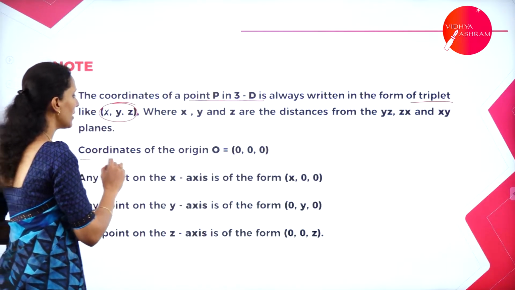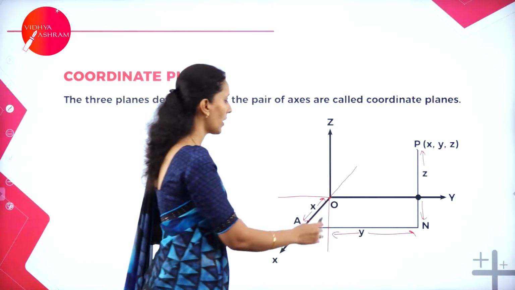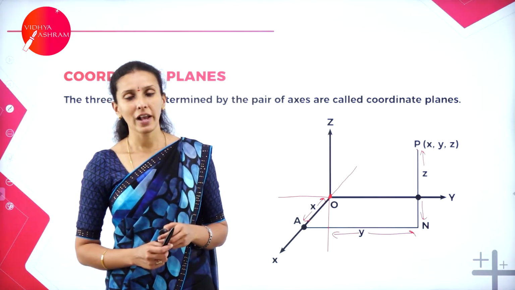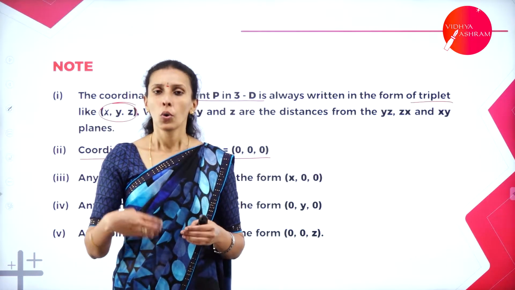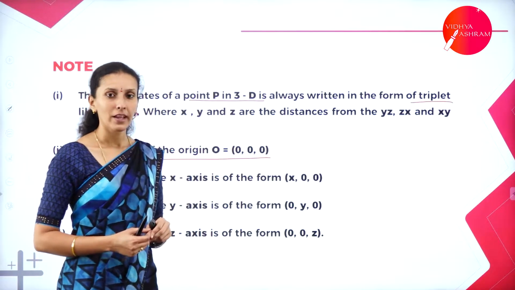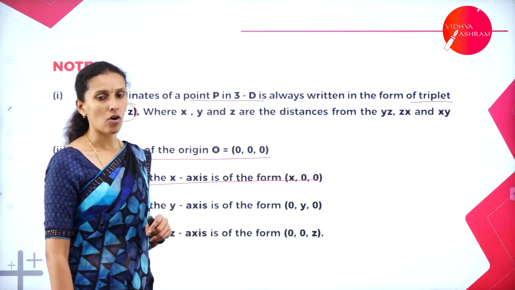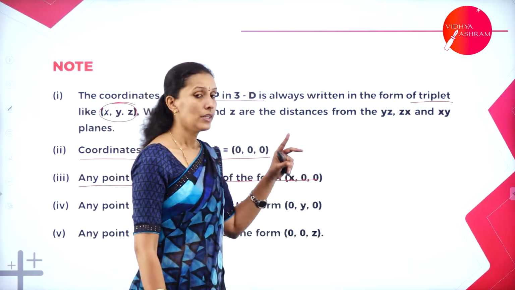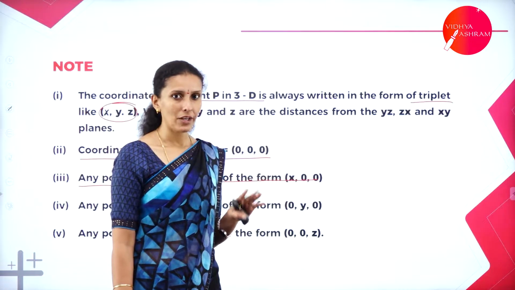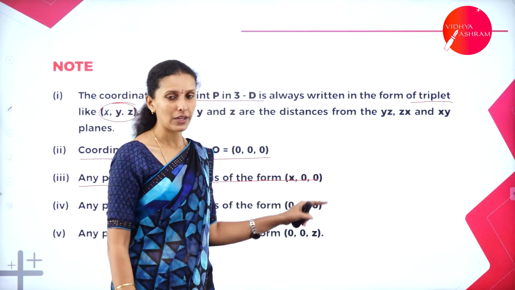Next, the coordinates of the origin are always (0, 0, 0). Here you can see this O represents the origin. In two dimensions you would have written it as (0, 0). One extra axis, the z-axis, is represented, which is also 0. Again, any point P on the x-axis is (x, 0, 0). In two dimensions we would have written it in the form (x, 0) because the y value is 0. So on the x-axis the y value and z value are 0.